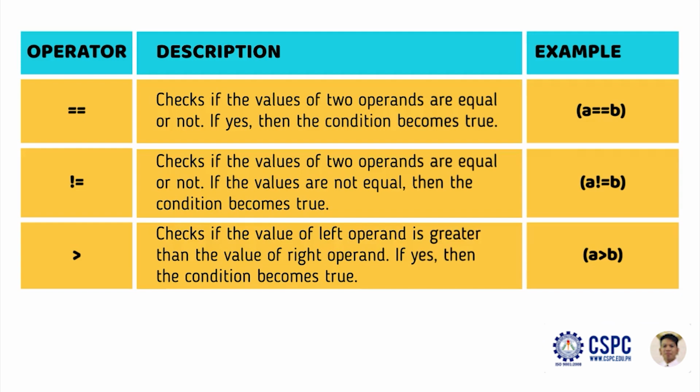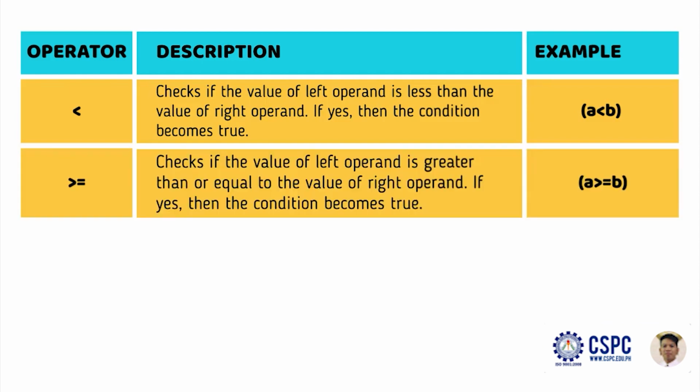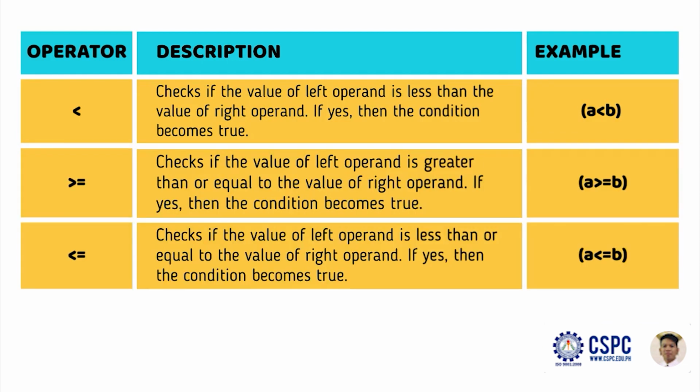Then, the greater than relational operator checks if the value of left operand is greater than the value of right operand. If yes, then the condition becomes true. Example, A is greater than B. We also have the less than relational operator, which checks if the value of left operand is less than the value of right operand. If yes, then the condition becomes true. Example, A is less than B.